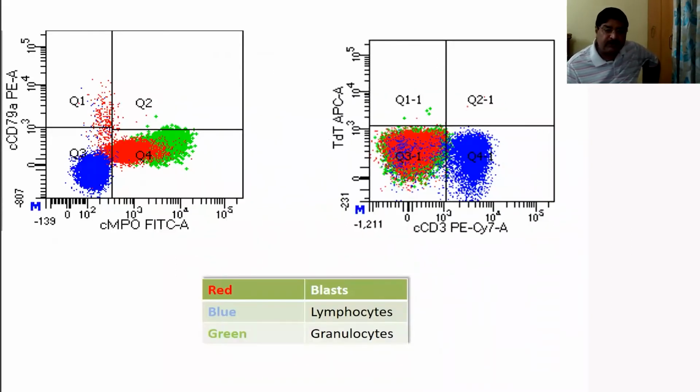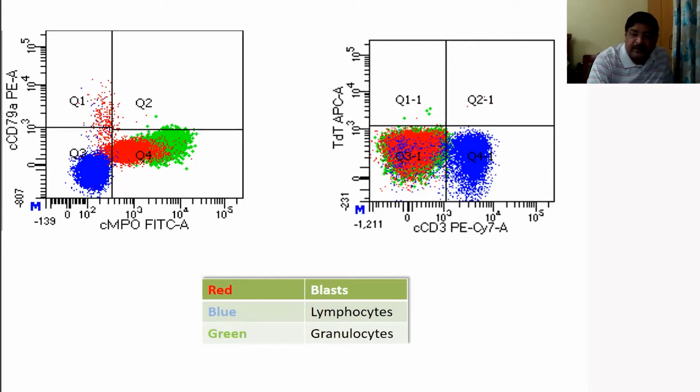So here you have done the cytoplasmic MPO and cytoplasmic CD79A. CD79A is negative, but they are positive for cytoplasmic MPO, which has this red cluster, and the green cluster is nothing but the granulocytes, which obviously will be positive for MPO. And on the other side, they are negative for TdT and cytoplasmic CD3. So you have to incorporate all these markers in your tubes so that every leukemic entity is excluded.